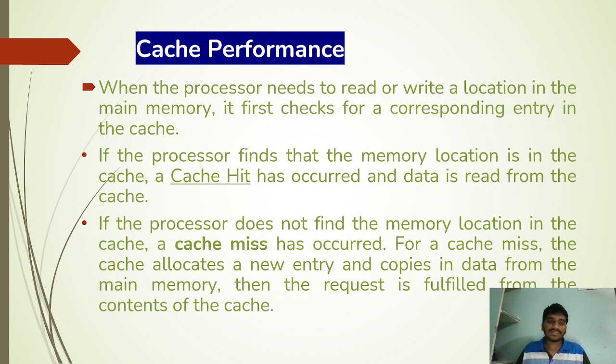For a cache miss, the cache allocates a new entry and copies in data from the main memory. Then the request is fulfilled from the contents of the cache.